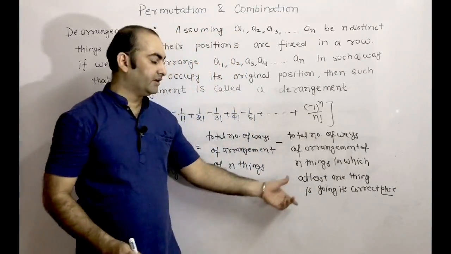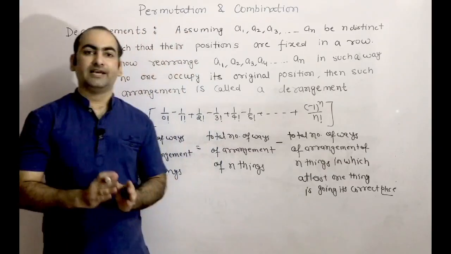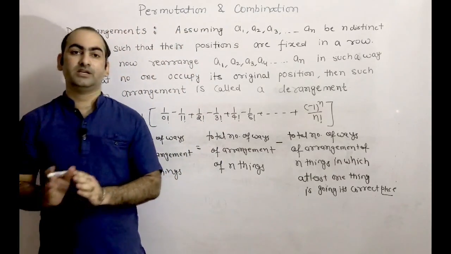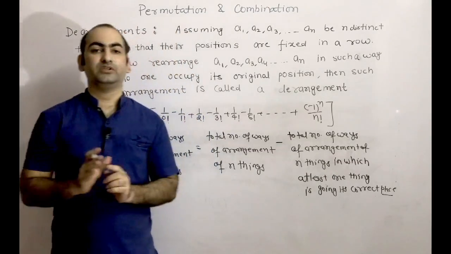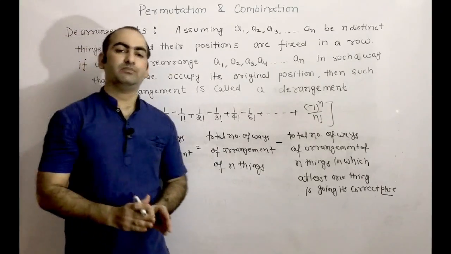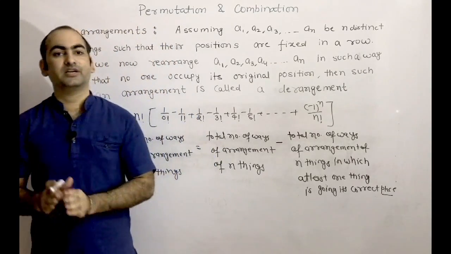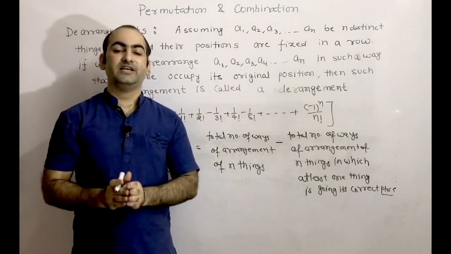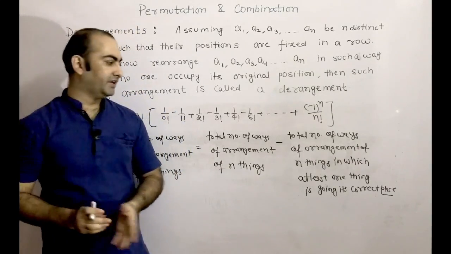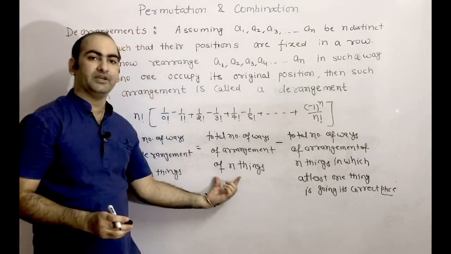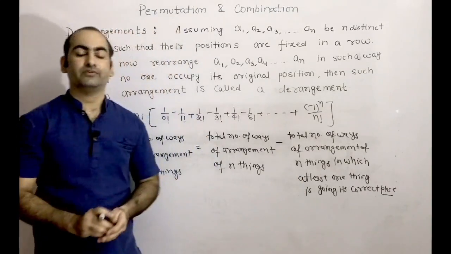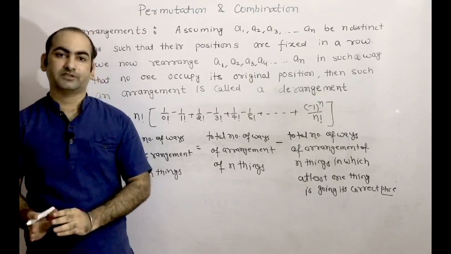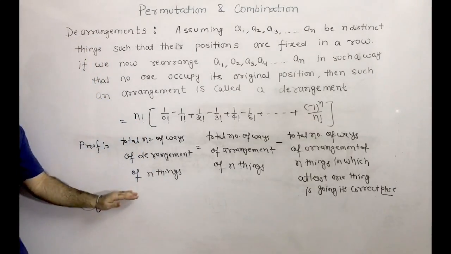That means we are finding the total number of ways where exactly one thing is going to the correct place, plus the total number of ways where exactly two things are going to the correct place, plus exactly three things, and so on. Last is the total number of ways where exactly n things are going to the correct place. If you subtract this from the total, you get the total number of ways where none of the things is going to the correct place. So that is the total number of ways of derangement.